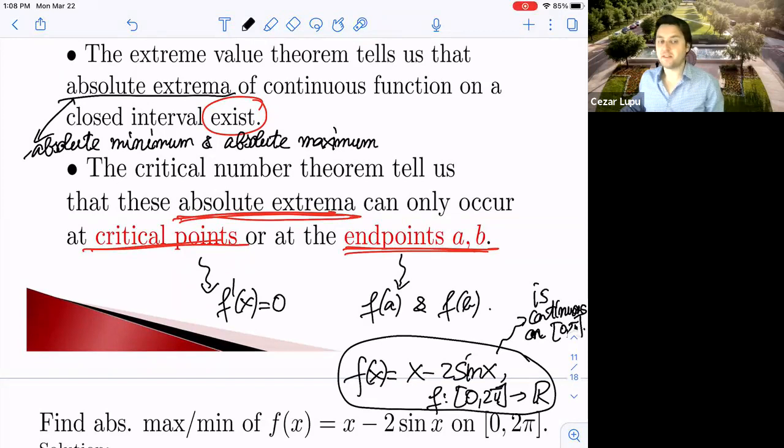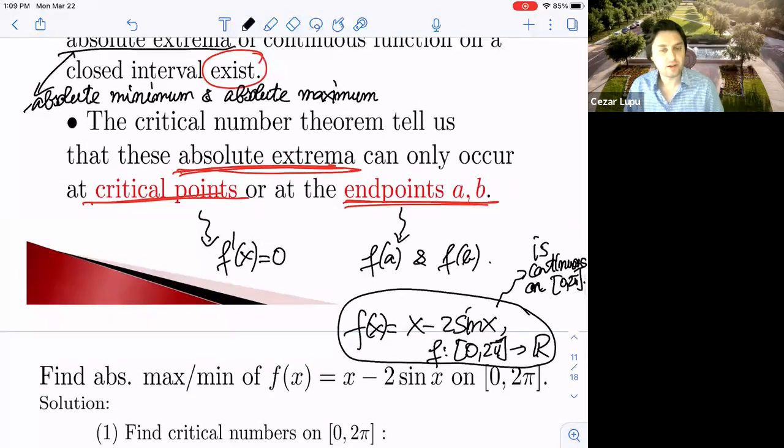And now how do we find them? By using the critical number theorem, right? If you look, it says that these absolute extrema can only occur at the critical points. So basically, we need to take the derivative and set it equal to 0, or we need to evaluate the function at the endpoints of the interval 0, 2 pi, which are 0 and 2 pi. So let's do that.